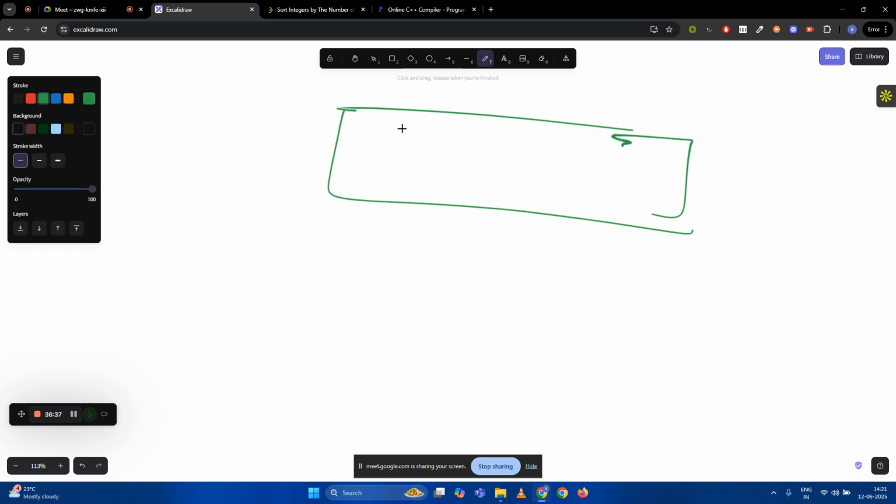Suppose the problem was that the number with the most set bits should come first. And in case both the numbers have the same number of set bits, the number that is bigger should come first. Let's say a is 5, b is 10. Now these two numbers have the same number of set bits, that is 2 and 2.